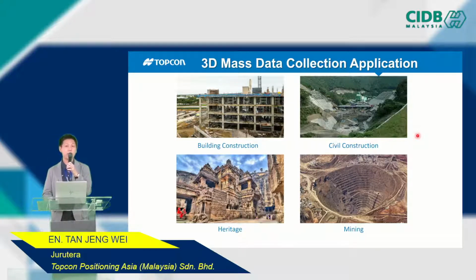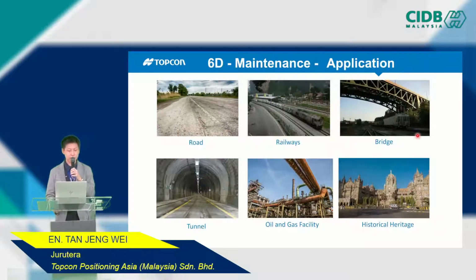And how can we do data collection for this complex project by using all the conventional methods that I mentioned, like theodolite or total station or GPS? The time required will be longer, and labor cost will be very expensive. Right. So these are also some of the examples: roads, railways, bridges, tunnels, oil and gas facilities, historical heritage.